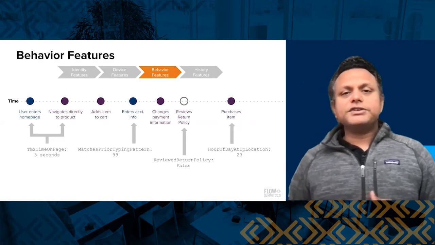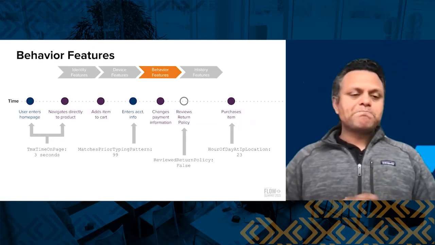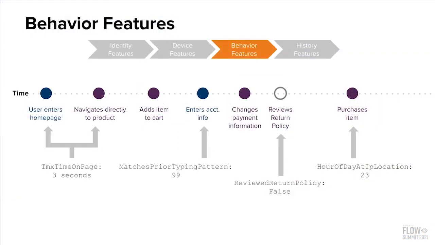The third class of features is what we call behavior features. Imagine I'm buying a surprise gift for my wife. My natural way of interacting with the website would be to go to the homepage, look at the product that I'm trying to buy, let's say it's a ring, and add it to the cart. But I'm also making sure that the ring is to the taste of what my wife likes to wear. Is it something that she would enjoy or appreciate?